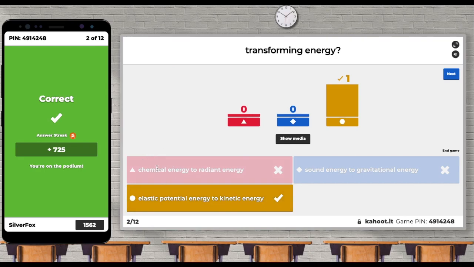Remember, chemical energy is the energy of fuels, like food or burning coal or gasoline. Radiant energy is light. There's no light being produced here on the trampoline. And for sound energy and gravitational energy, for the most part, there's no sound being produced, and sound does not create gravitational energy.